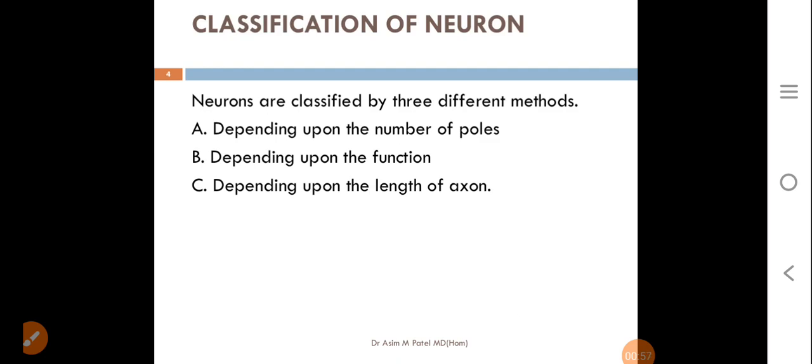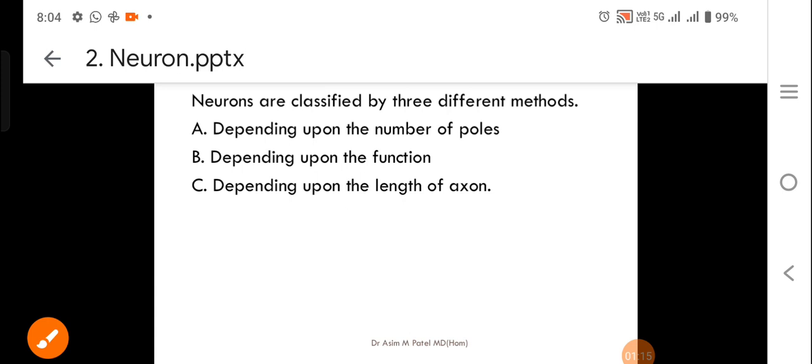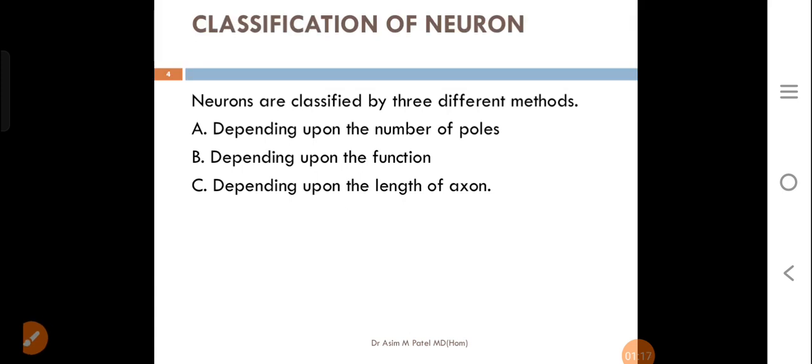Now we will see the classification of neuron. Neuron is classified basically by three different methods. First one is depending upon the number of poles, depending upon the function, and depending upon the length of axon.